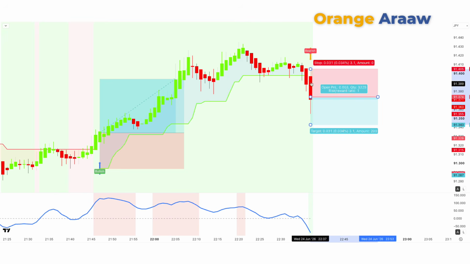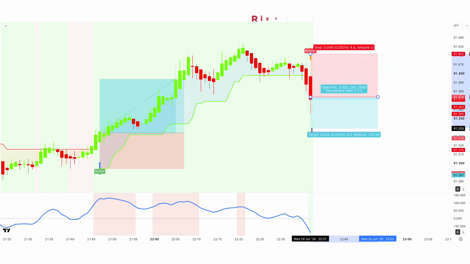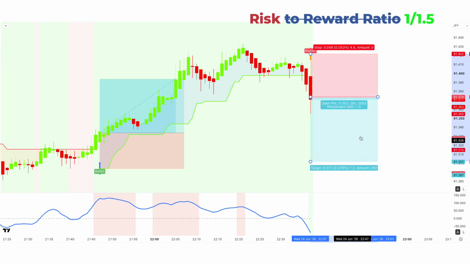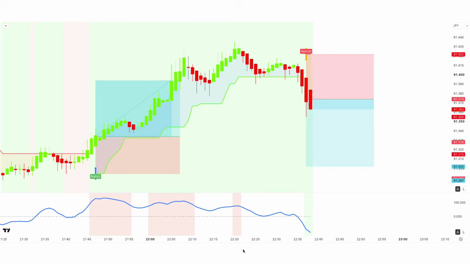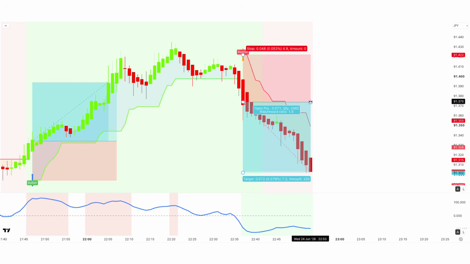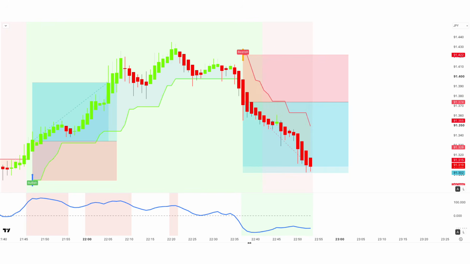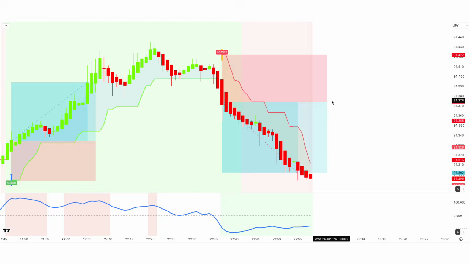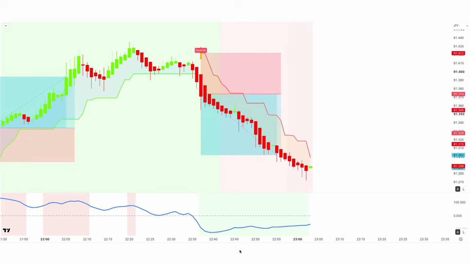Our stop loss is to be placed at the orange arrow, and the risk-to-reward ratio will be 1:1.5. Let's see what happens to our trade. Our trade is running in profit. We have won the trade. Let's find the next trade.